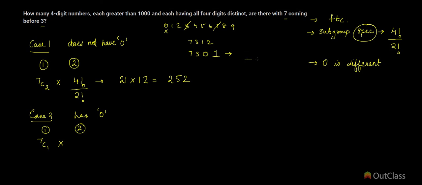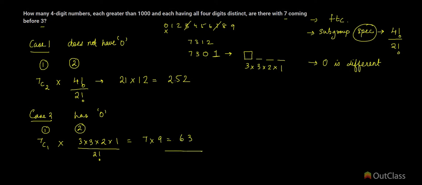So when I am permuting and creating an arrangement, the leftmost dash can be filled with anything other than 0, so it can be filled in 3 ways only. And then one of the 4 items is gone. The remaining 3 items can be filled in any way you want, no constraint. That's going to be 3 into 3 into 2 into 1. Remember that this is without the 7 before 3 condition. Incorporate it and you'll have a 2 factorial in the denominator. So this is going to be 7 into 9, 63. If you add these two things up, you will get 315, and that is your answer.